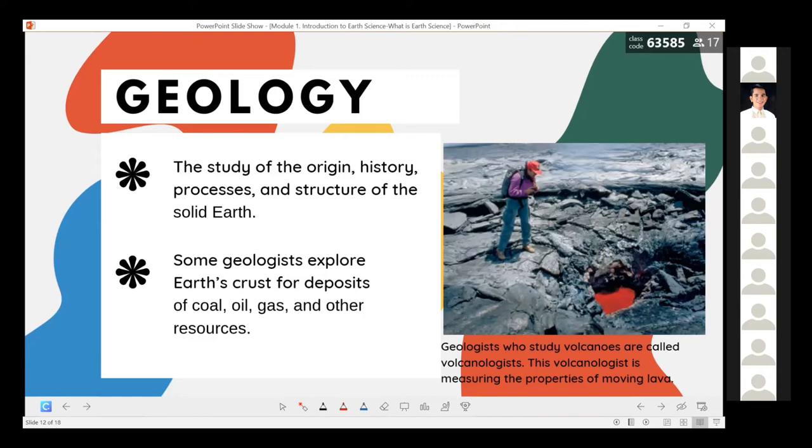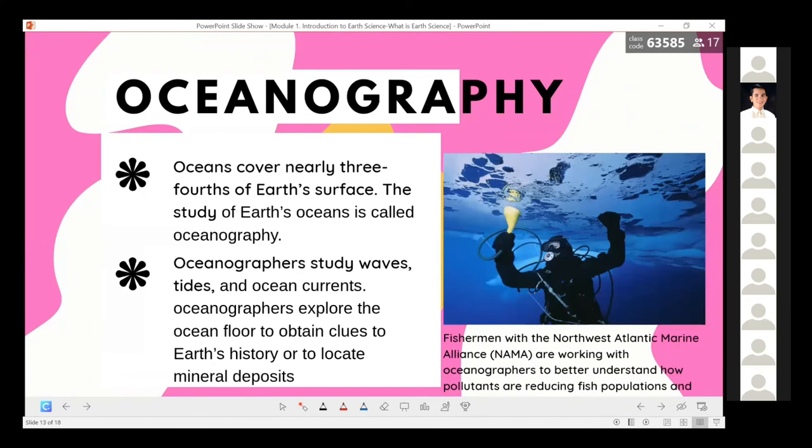Next, we have oceanography. Because oceans cover nearly 3/4 of Earth's surface, the study of Earth's ocean is called oceanography. And some oceanographers work in research ships that are equipped with special instruments for studying the sea. Other oceanographers study waves, tides, and other currents. And there are also some oceanographers who explore the ocean floor to obtain clues to Earth's history and to locate mineral deposits.